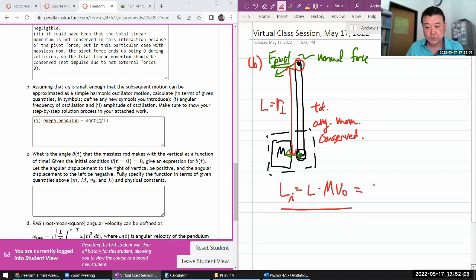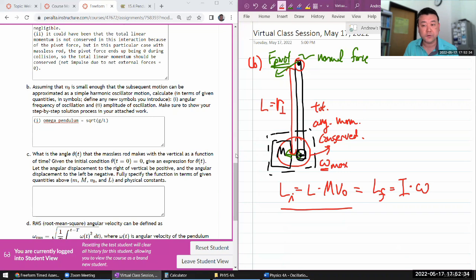That's going to equal the final angular momentum after these two things stick and start to move together with some angular velocity omega. That would be I times omega. And I think I have enough intuition that this angular velocity will be the maximum angular velocity at this lowest point. And as it swings up, angular velocity will decrease to 0, and then it will come back down and swing back and forth like a pendulum. So let me call this omega max.